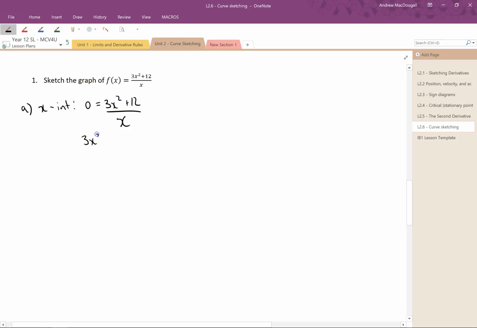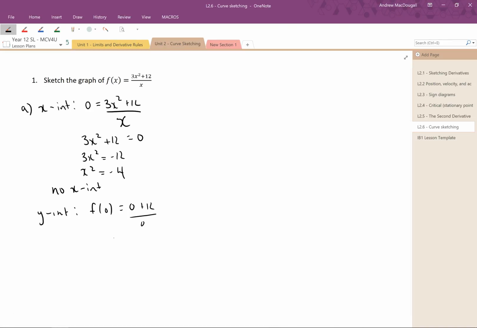In particular, if I multiply both sides by x, 3x squared would be negative 12. x squared is negative 4, and this has no solutions. x squared is never negative 4. I can't square root a negative number, so there are no x-intercepts. Okay, what about y-intercepts? Well, for y-intercepts, we just say x is 0. 0 plus 12 over 0. So there are no y-intercepts because I can't divide by 0.